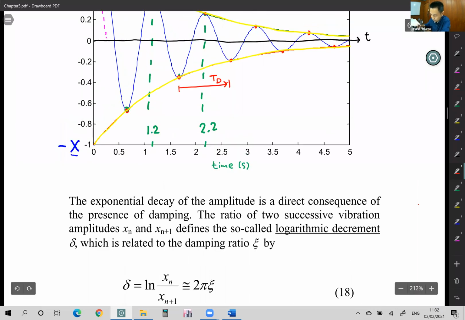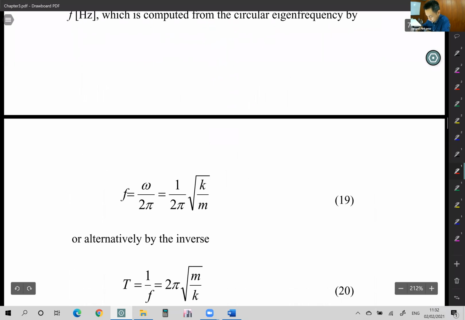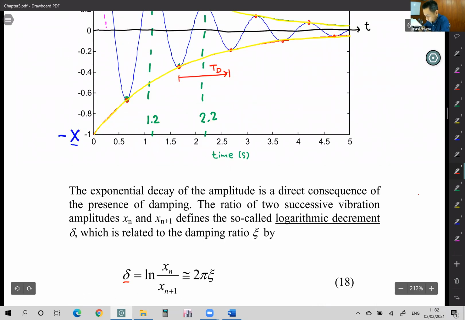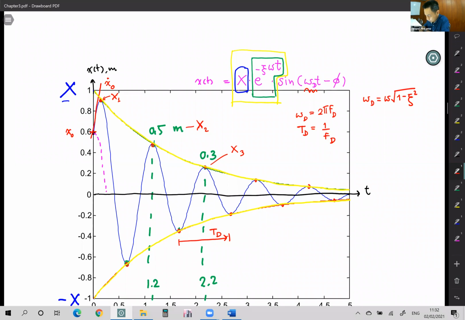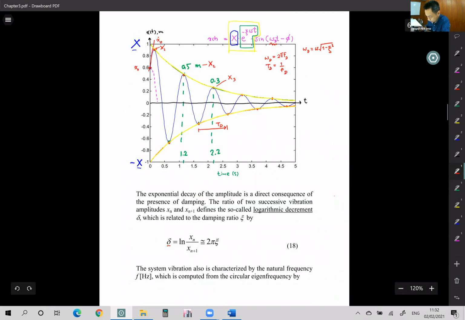X number 2 is larger, right? X number 2 over x number 3, or x number 4 over x number 5, and you take the ln of this ratio, you will get what we call the logarithmic decrement delta, and this logarithmic decrement will be approximately equal to 2 pi psi. Why is it equal to 2 pi psi? Do I have the proof of this? Maybe not. Okay, but it is not so difficult. Let me try to explain a bit on this.